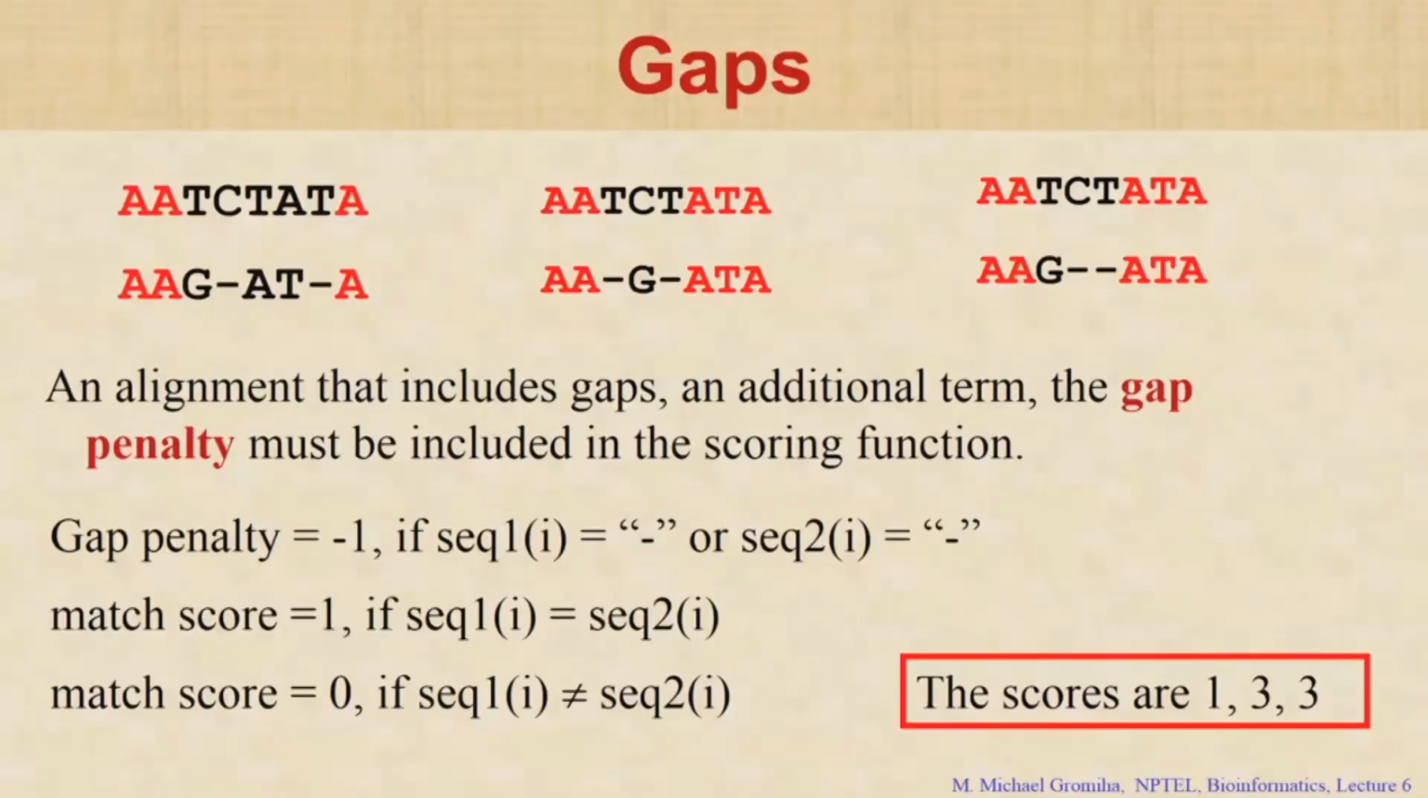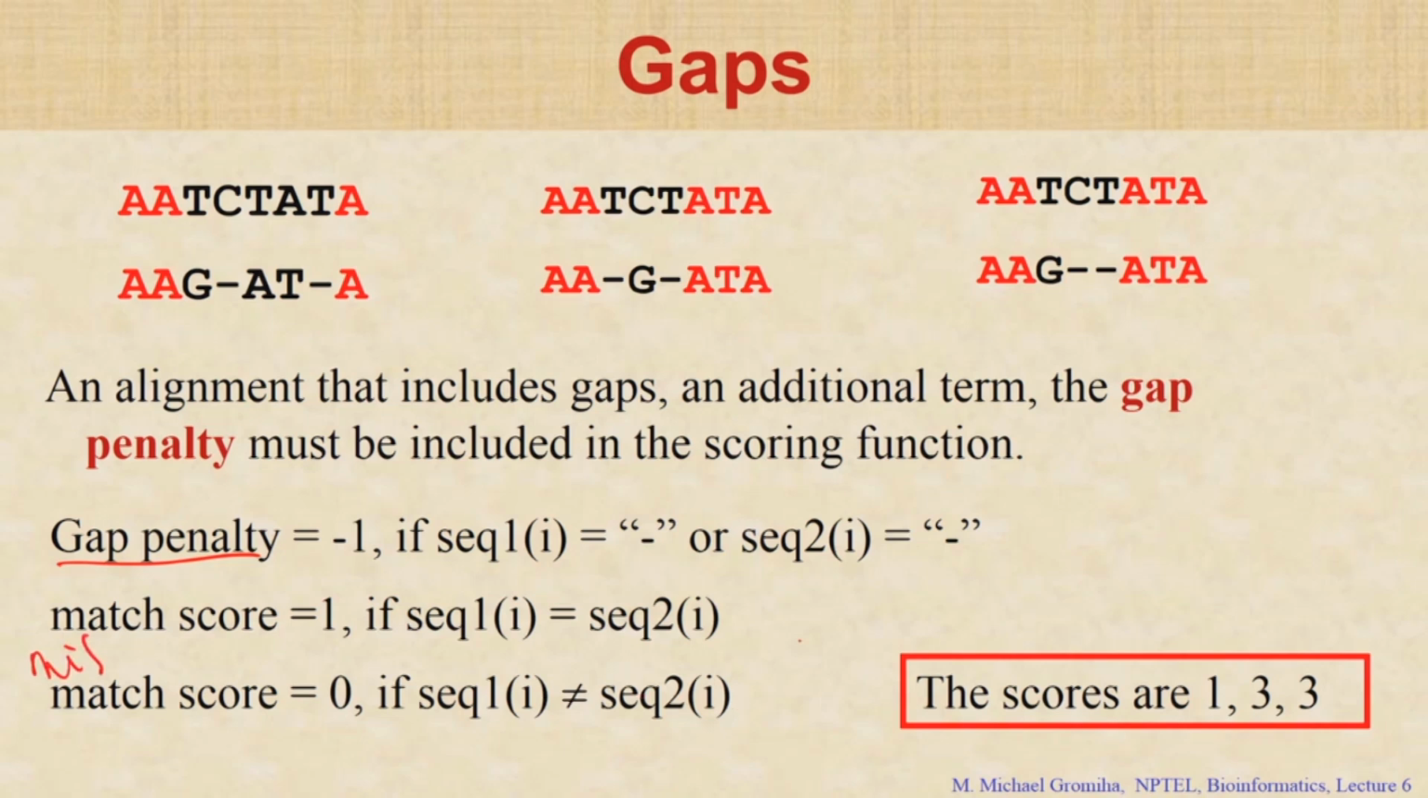In the previous alignment we gave a match score and a mismatch score. In this case we have the gap, so we need to introduce a gap penalty. Here I put -1 if there is a dash either in the first sequence or in the second sequence. Then match score 1 the same as before, if sequence 1 is equal to sequence 2. If there is a mismatch you can put the mismatch score, if sequence 1 is not equal to sequence 2.